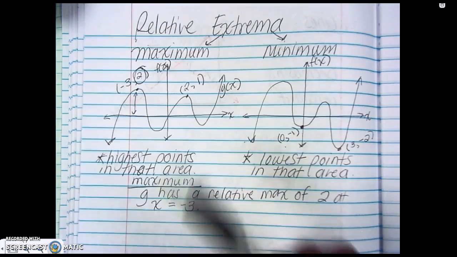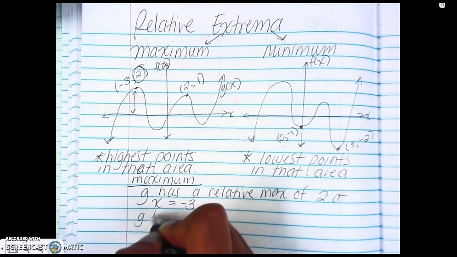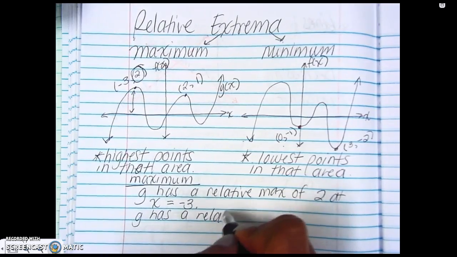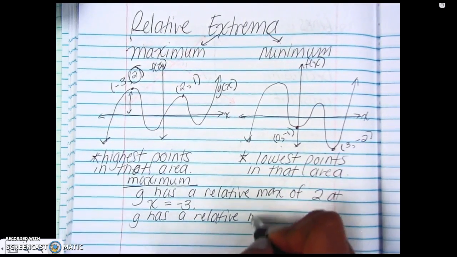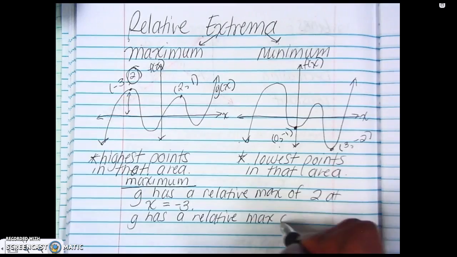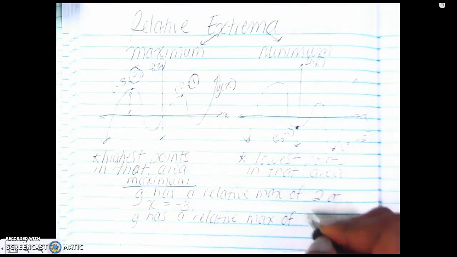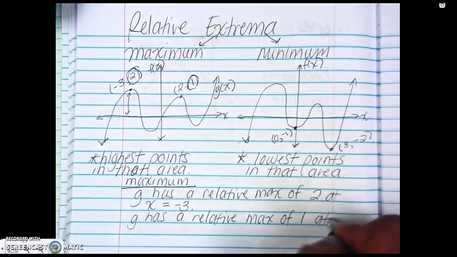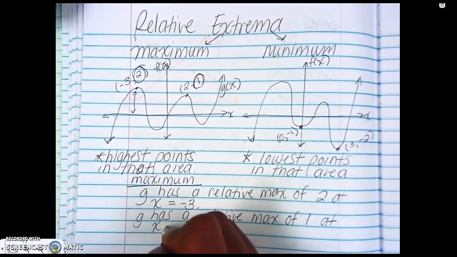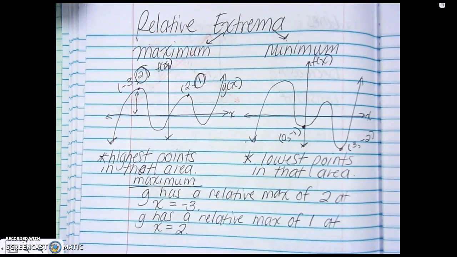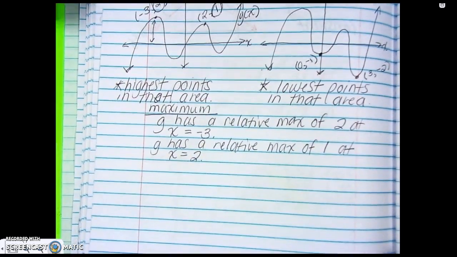All right, let's do the other one. So g has a relative max of 1 at x equals 2. And that's pretty much it. All right, let's do the minimum.